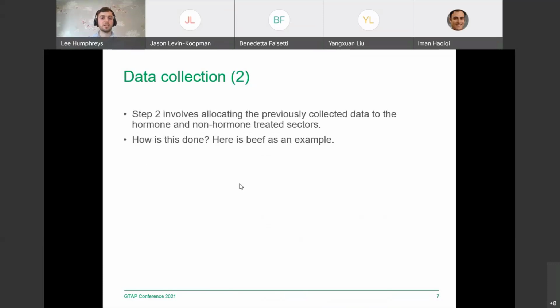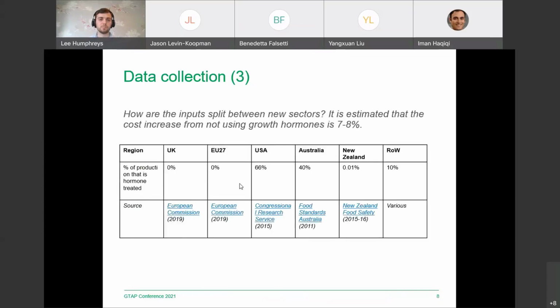The next step is to take the data we've got here and split it into hormone and non-hormone treated sectors. And how is this done? I'll go through beef as an example. First of all, how do we split the inputs between the new sectors, so between the hormone and non-hormone treated? What we do is we use the percentage of production that is hormone treated in that country or in that region, and use that as a proxy for where the input should be going.